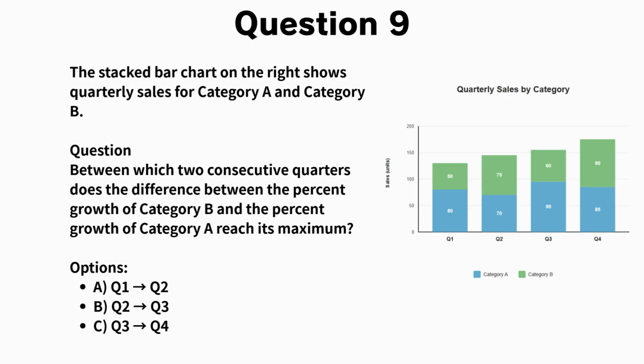Question 9. Between which two consecutive quarters does the difference between the percent growth of category B and the percent growth of category A reach its maximum?